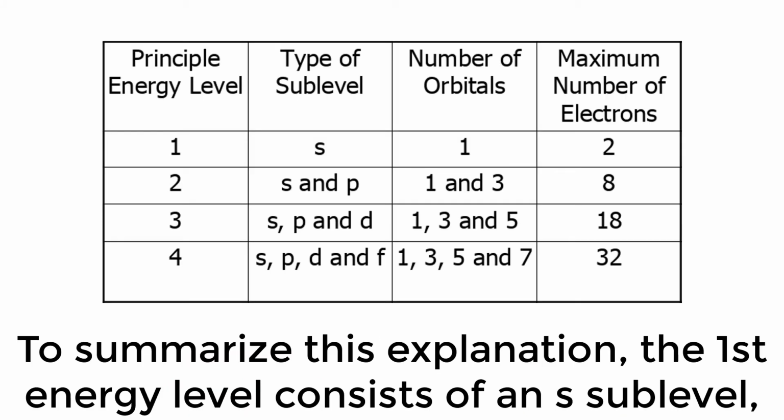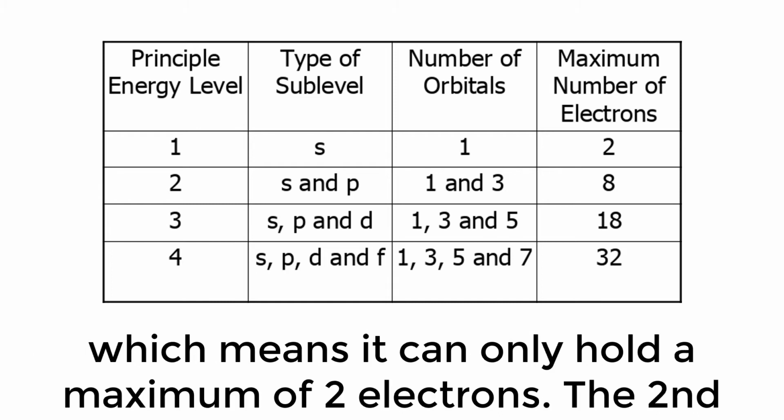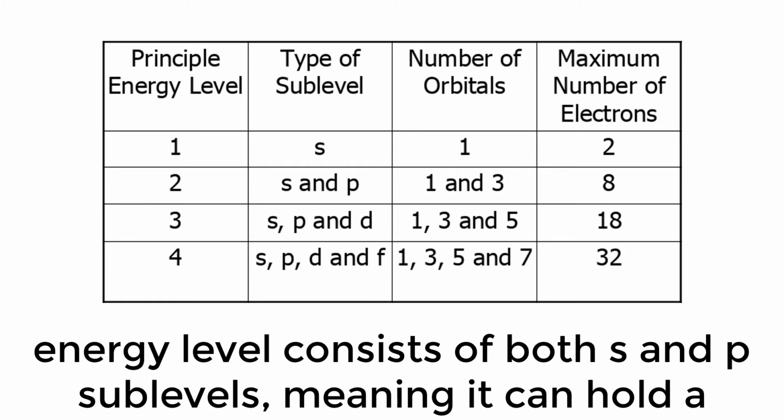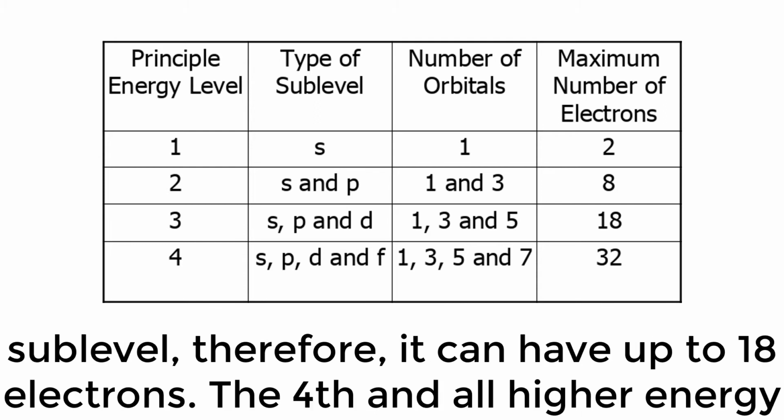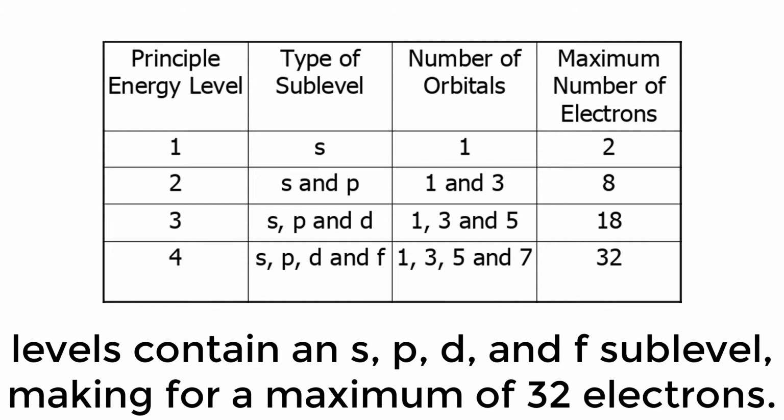To summarize this explanation, the first energy level consists of an S sublevel, which means it can only hold a maximum of 2 electrons. The second energy level consists of both S and P sublevels, meaning it can hold a maximum of 8 electrons. The third energy level contains an S, P, and D sublevel. Therefore, it can have up to 18 electrons. The fourth and all higher energy levels contain an S, P, D, and F sublevel, making for a maximum of 32 electrons.